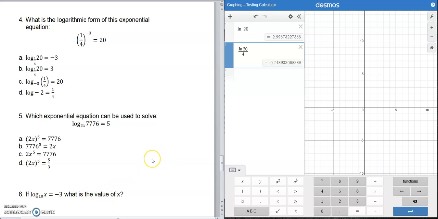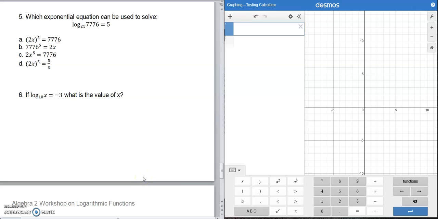Number 5, which exponential equation can be used to solve log base 2x of 7776 equals 5? So again, it goes around. This time we're changing log to exponential. So this is going to be the base of your exponent, this is the power, and this argument is your answer. So let's look for that. 2x to the power of 5 equals 7776. The answer is A.